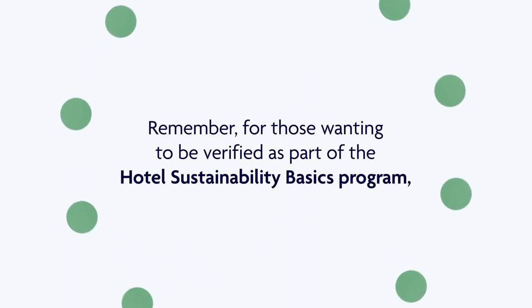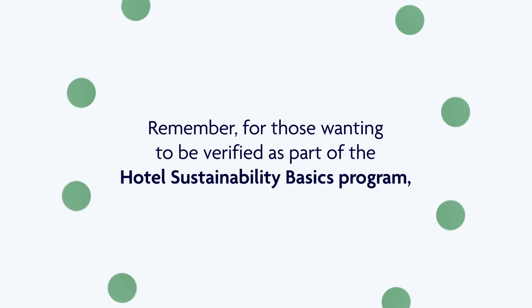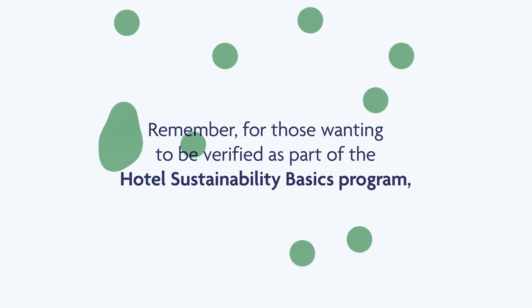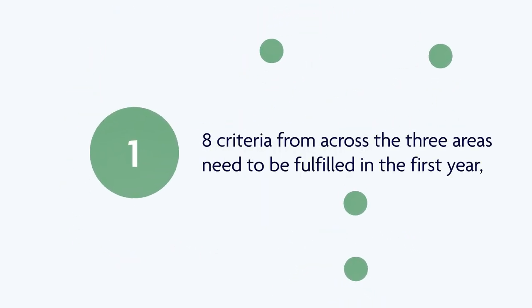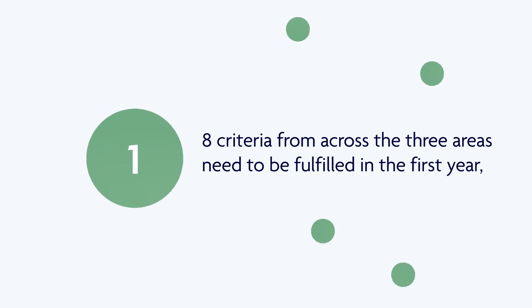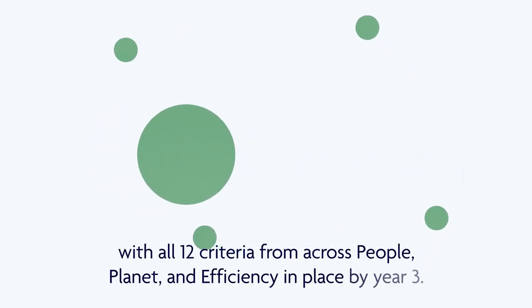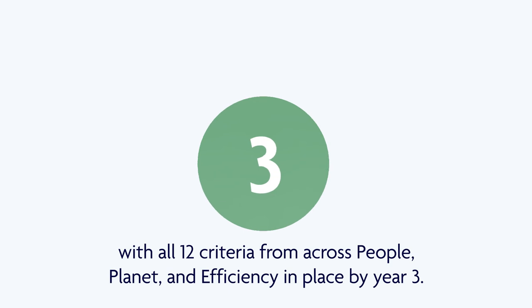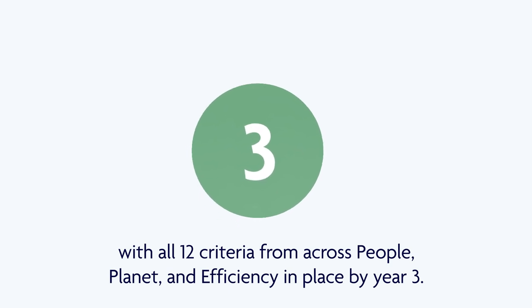Remember, for those wanting to be verified as part of the Hotel Sustainability Basics program, 8 criteria from across the 3 areas need to be fulfilled in the first year, with all 12 criteria from across people, planet, and efficiency in place by year 3.